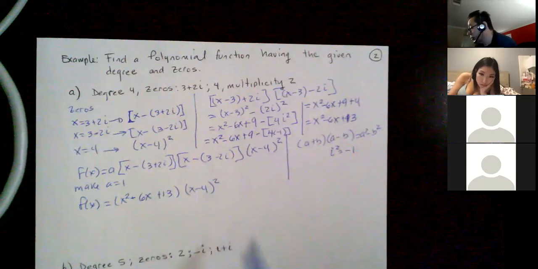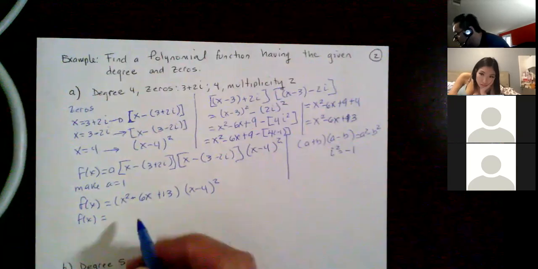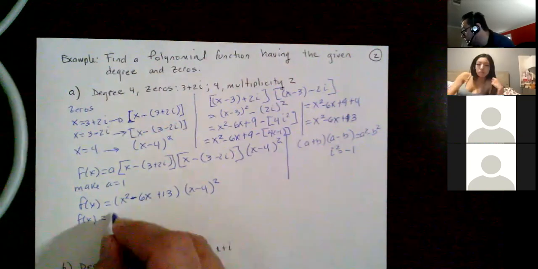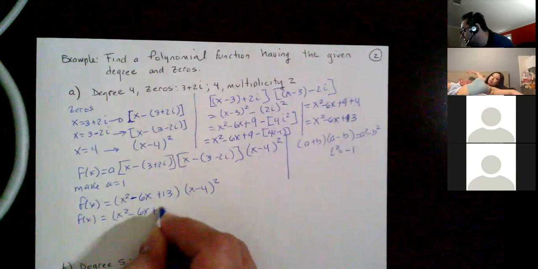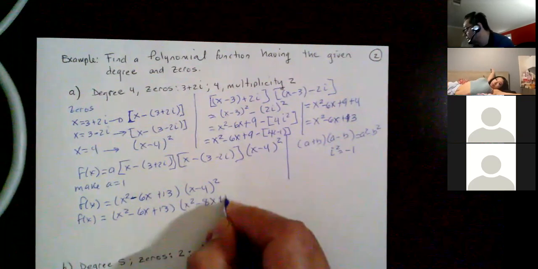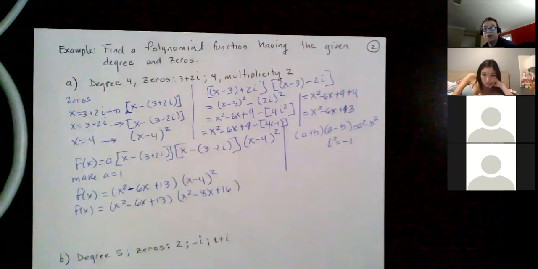It's minus 6x, right? Yes, it is minus 6x, yes. So let me write here, x squared minus 6x plus 13. Now the square of x minus 4 squared, that would be x squared minus 8x plus 16. We're almost there, Cherry. We're almost there, okay?